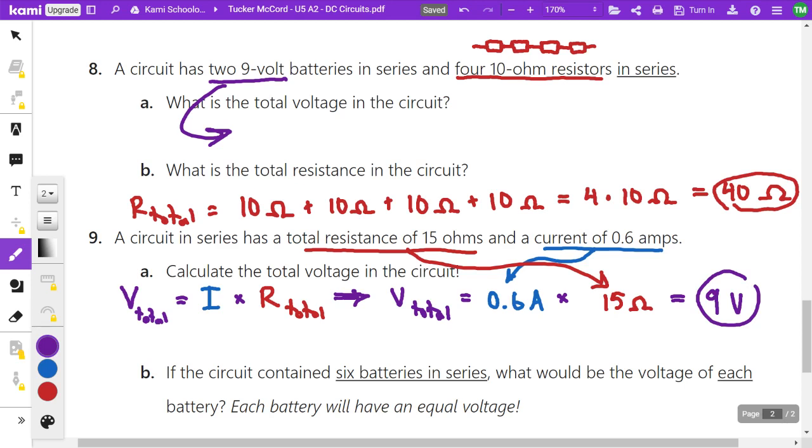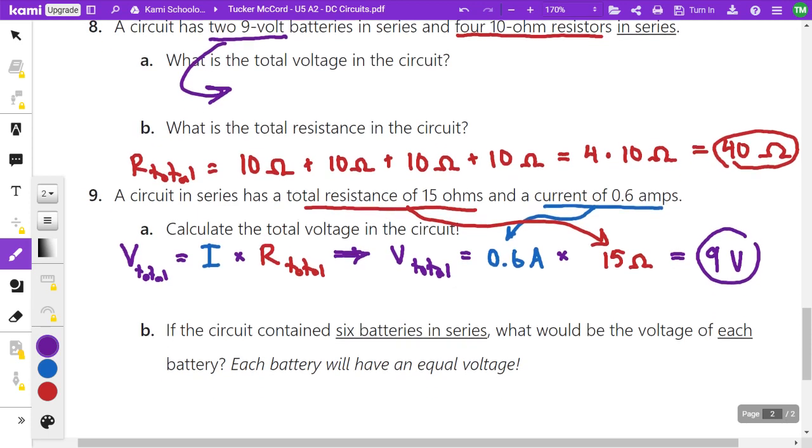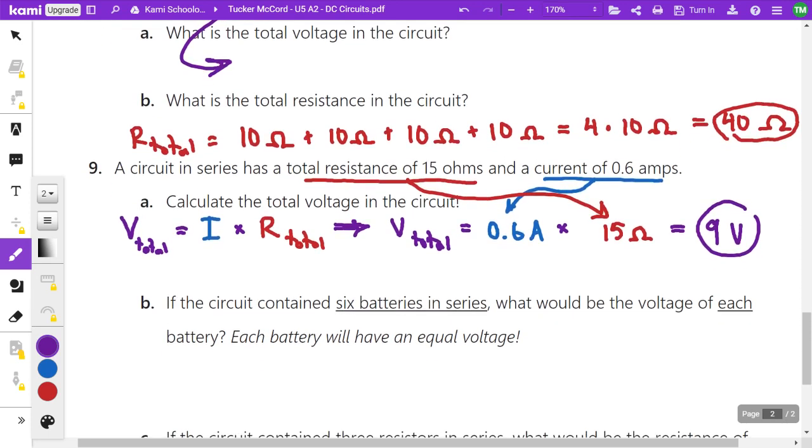Now, what's kind of interesting is that a 9-volt battery is actually just a bunch of smaller batteries added together in the same package. So let's say that we have 6 batteries in series, in line with each other. We can figure out the voltage of each battery as long as they are all equal to each other. Okay? In other words, I have something like this.